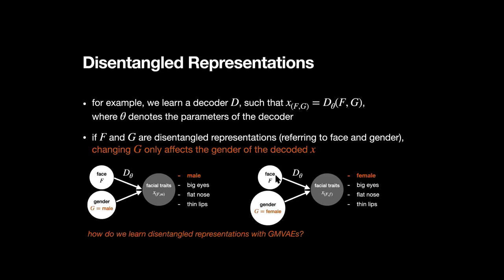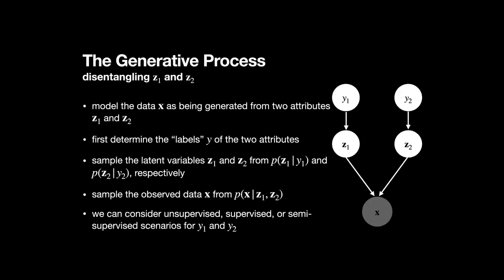So the follow-up problem could be, how do we learn disentangled representations with the algorithm that we just introduced, the Gaussian-Mixture variational autoencoder? So now the framework, which will later be applied to both of the applications. Disentangle two significant attributes of the data, Z1 and Z2. So we model the data X as being generated from the two attributes Z1 and Z2.